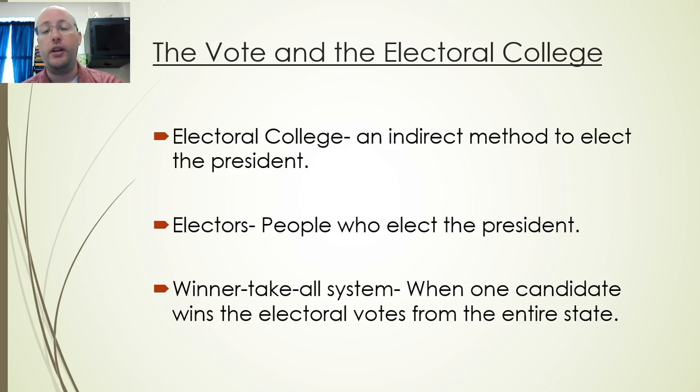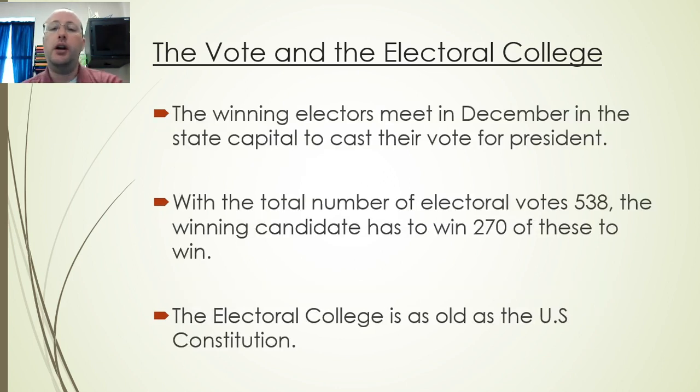You got to have 270 electoral votes in order to win. Each state gets a certain amount of electoral votes. By this point, you should know this. Electors are just the people that are picked to elect the president. In the winner-take-all system, that's where Alabama has that. If someone wins the majority of our votes, they win all of them. The winning electors meet in December at the state capitol to cast their vote for president.